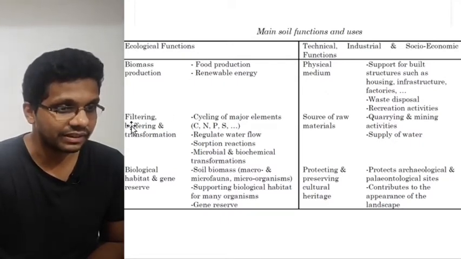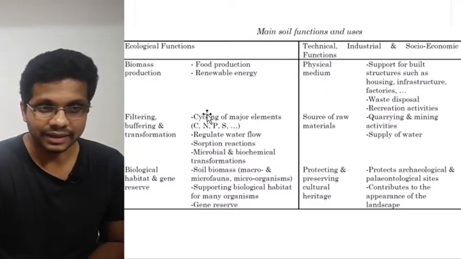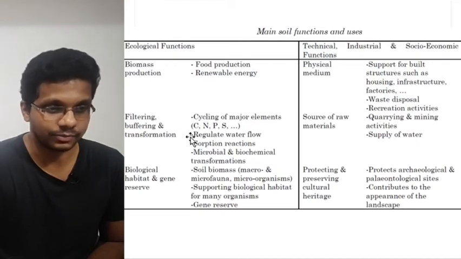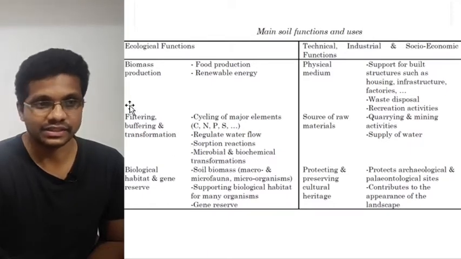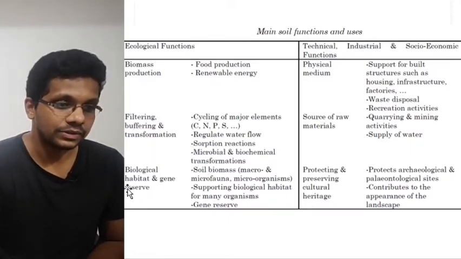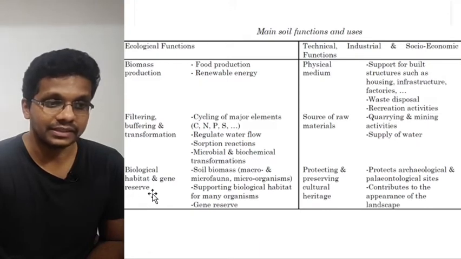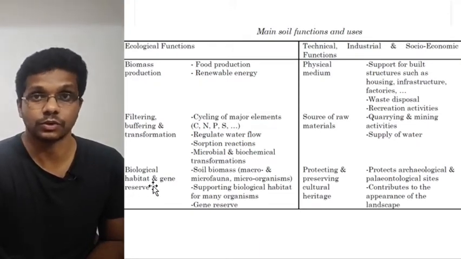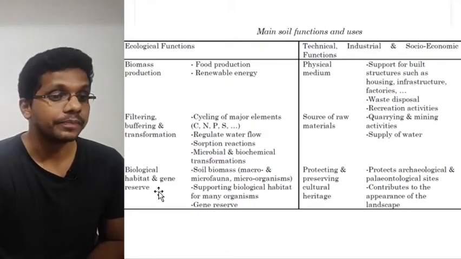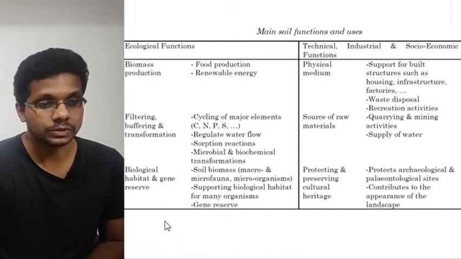It has a function in filtering, buffering and transformation, like cycling of components: carbon, nitrogen, sulfur, phosphorus, everything, regulating the water flow and water cycle, and microbial and biochemical transformations happening in the soil. And it is a biological habitat and gene reserve, because soil has so many organisms, and it also supports the growth of all terrestrial organisms, so it's important.